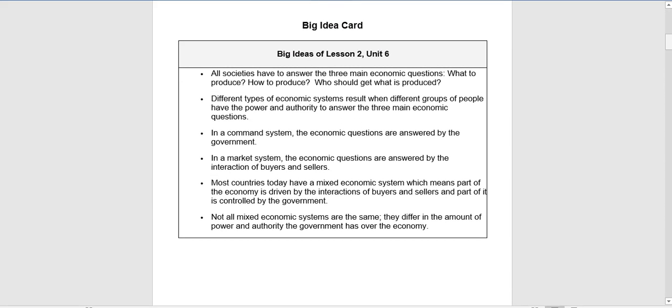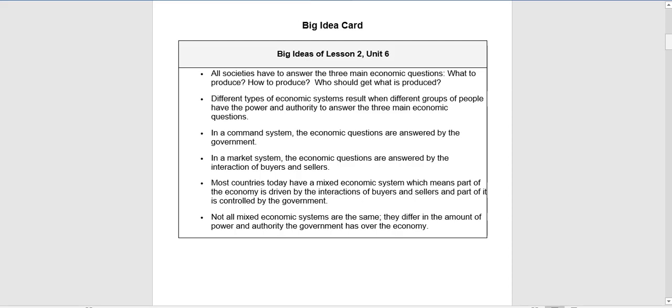On your big idea card, we've got 6 big ideas today. Bullet point number 1, all societies have to answer the 3 main economic questions: what to produce, how to produce, and who should get what is produced. Again, going back to our warm up, thinking about countries creating economic systems to help answer those questions.